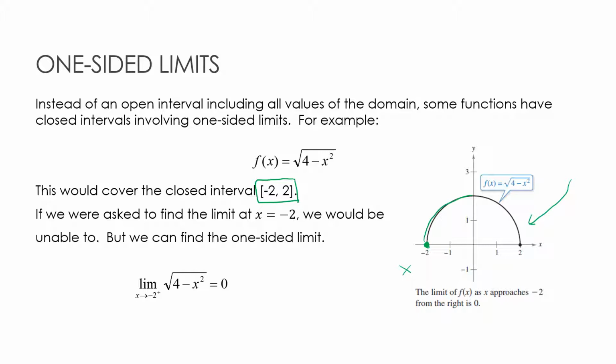So if I were asked to find the limit at x equals -2, I couldn't, but for x equals -2 from the right-hand side, I could follow this down to -2 and see that the y value would be 0 at that point, and so the one-sided limit would be 0.